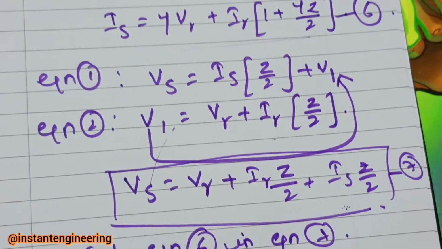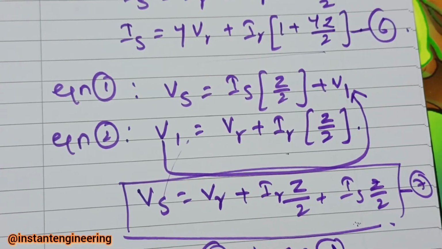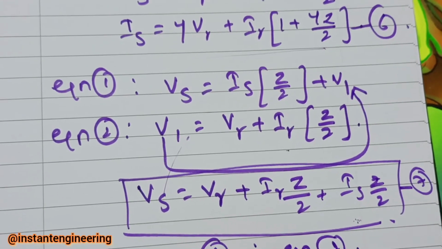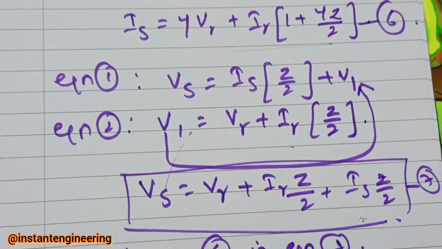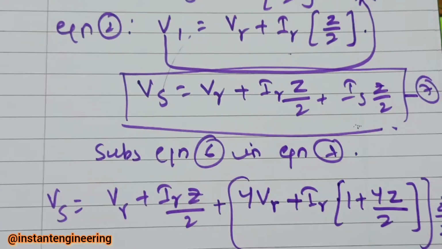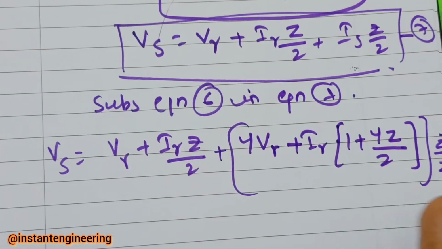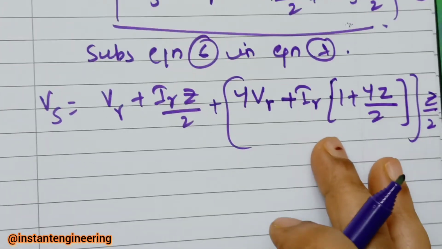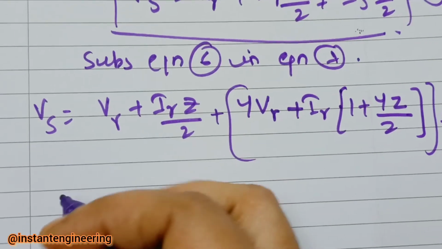Plus YVR plus IR, 1 plus YZ by 2, into this whole thing into Z by 2. Okay, so what you will get, I'll just show this. In your books and all, he gave directly. I'm here simplifying each and everything so that it will be clear for you to understand.